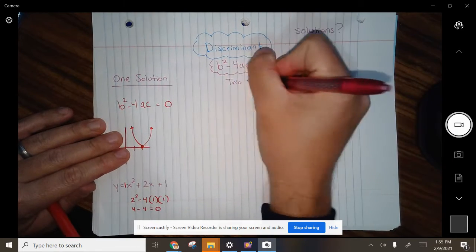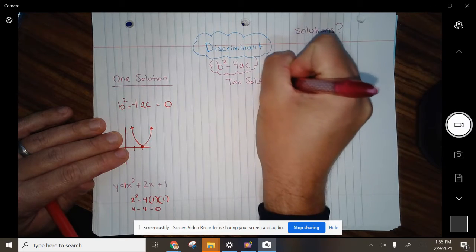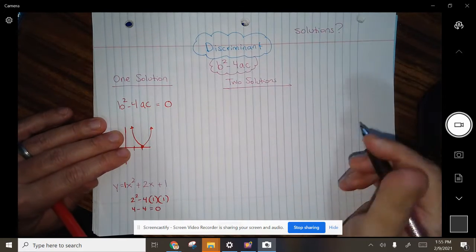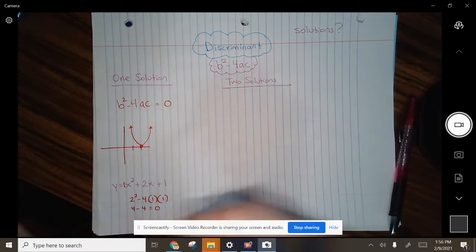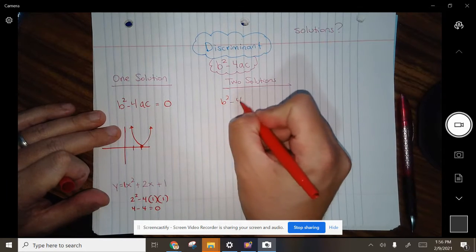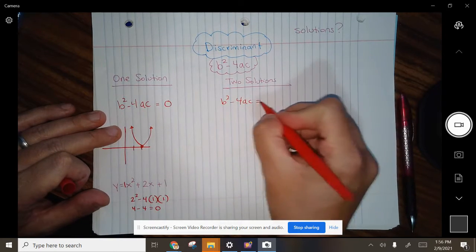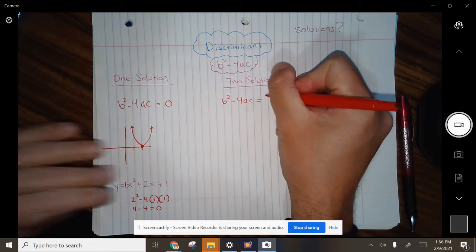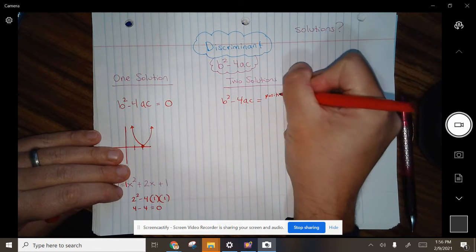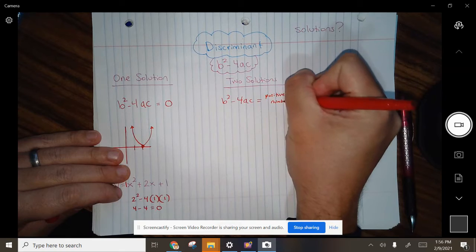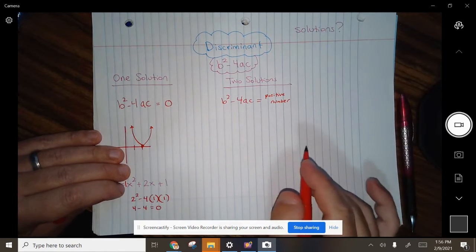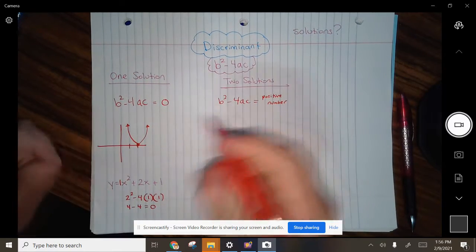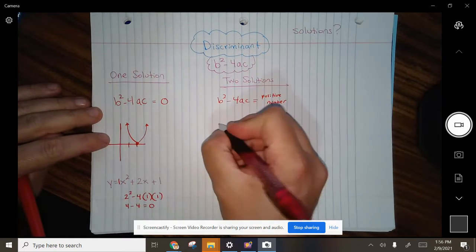Two solutions is the most common one. And whenever we do b squared minus 4ac, it equals a positive number. All right, any positive number that it equals. So I'm just going to make up one. I'm not going to even use the one from our example.